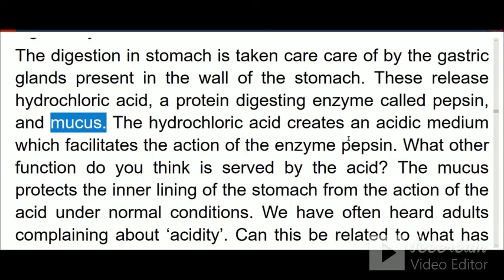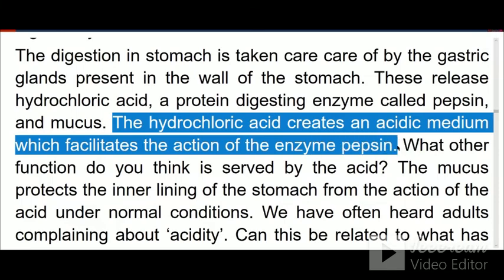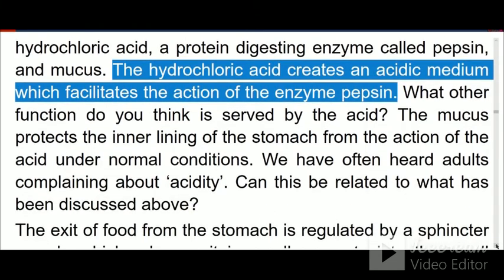The hydrochloric acid creates an acidic medium which facilitates the action of enzyme pepsin. This is the first utilization of hydrochloric acid, that it activates the action of enzyme pepsin. What other function do you think? The other function, what is the other function, children? It is the killing of pathogenic microorganisms. The mucus protects the inner lining of the stomach from the action of the acid under normal conditions.